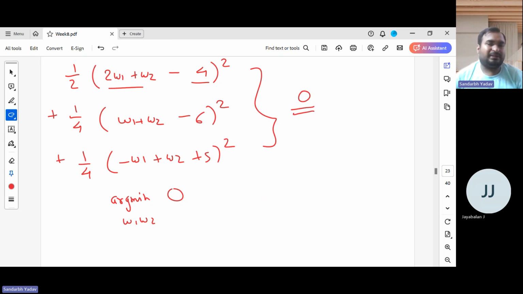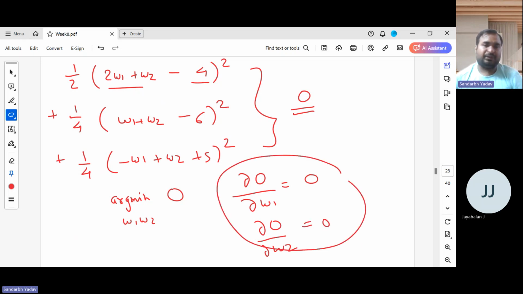And how we can do that simply is by taking the gradient. Since there are only two variables, you can take the partial derivatives: dO by dW1 equals 0, and with respect to W2 also equate it to 0. You will get some equations and you will need to solve them and get the values of W1 and W2. So this is essentially the essence of the problem.